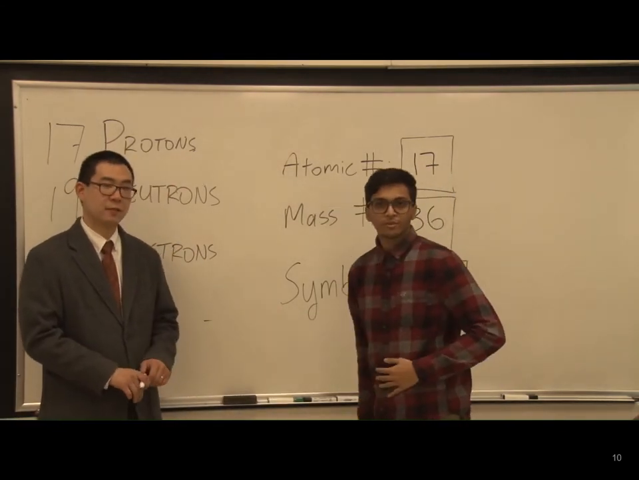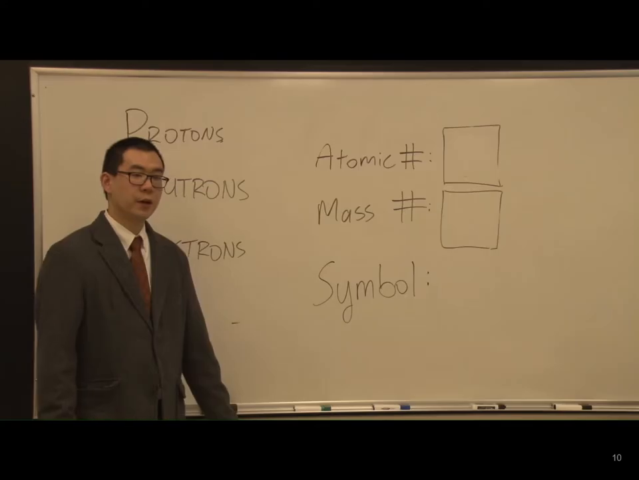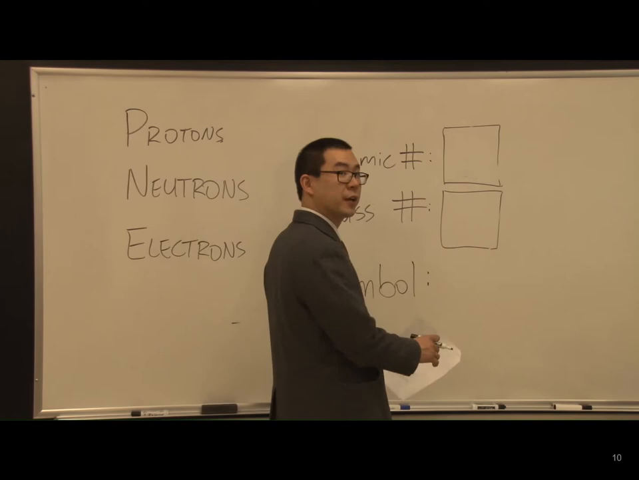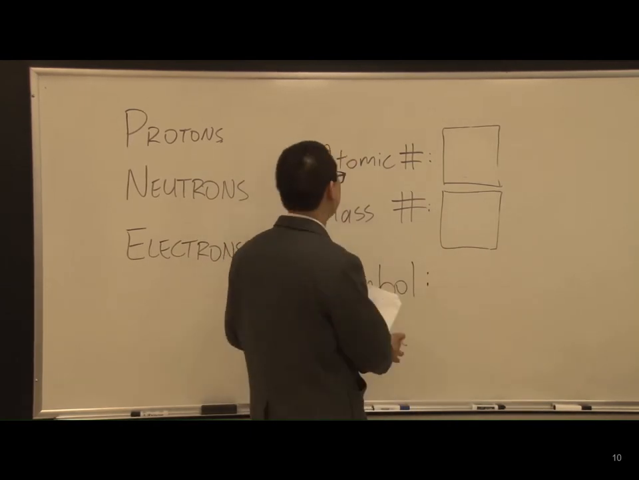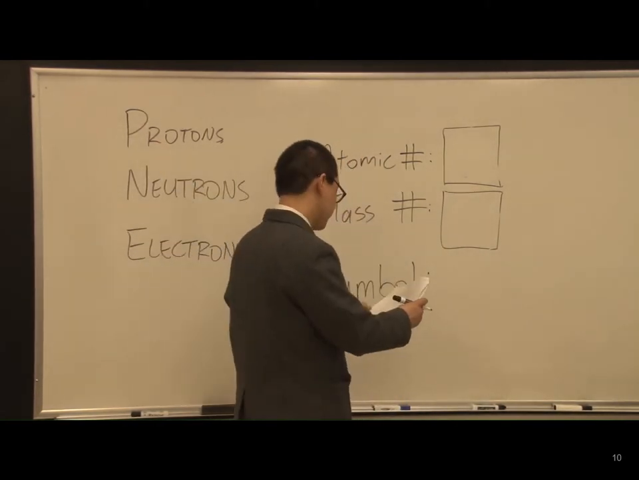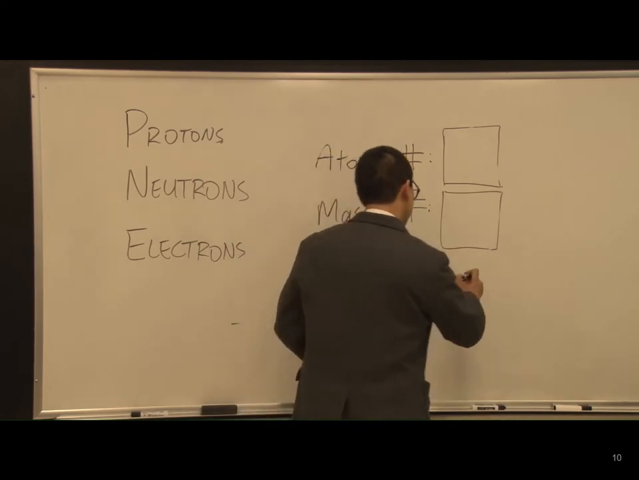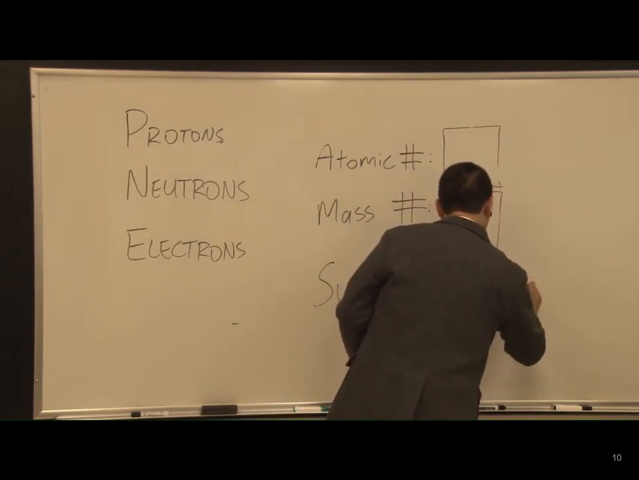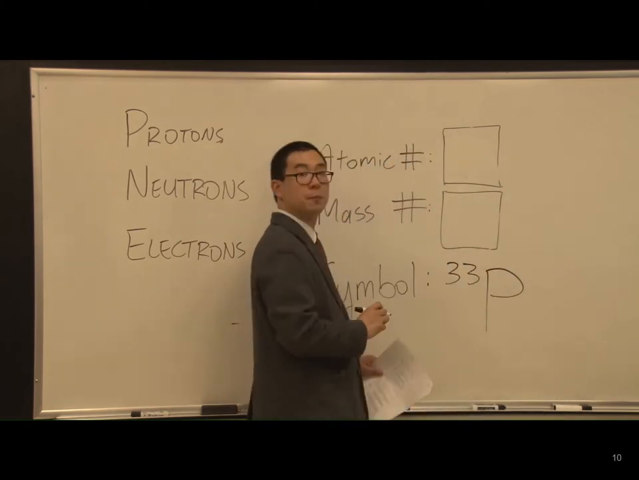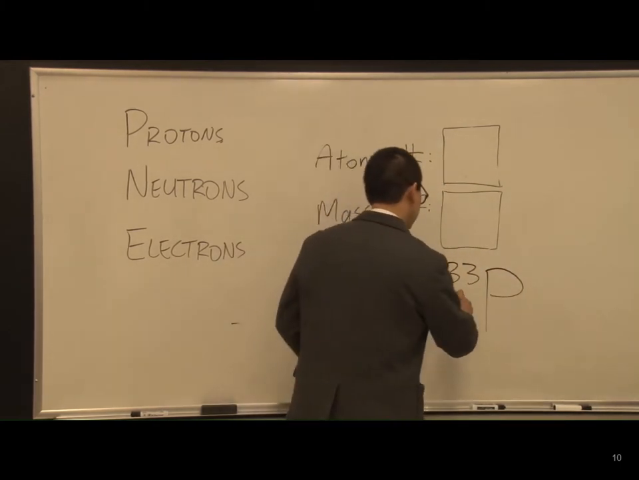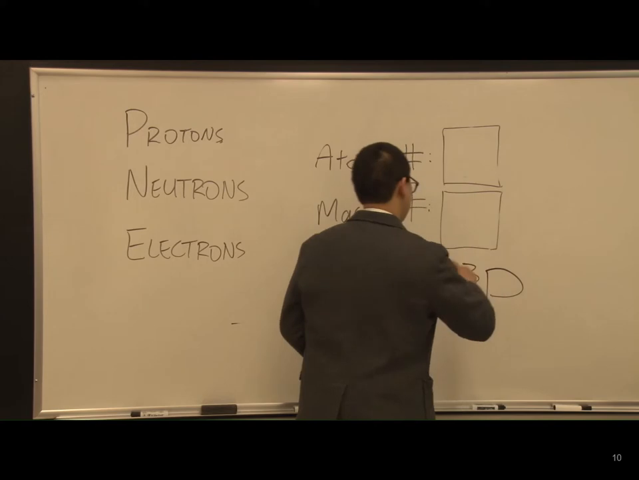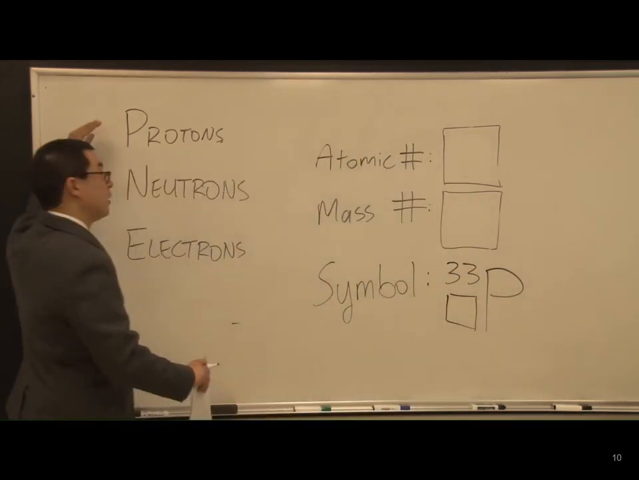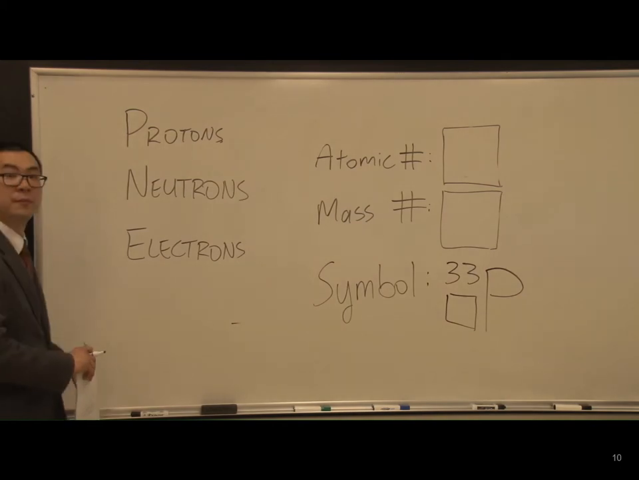Yes. Great, thanks. Okay, so let's do this in the opposite direction. Let's give you the chemical symbol and see if we can fill in everything else. So we're going to give you a chemical symbol, 33P. And we're going to fill in the atomic number here, the mass number, the protons, neutrons, and electrons.